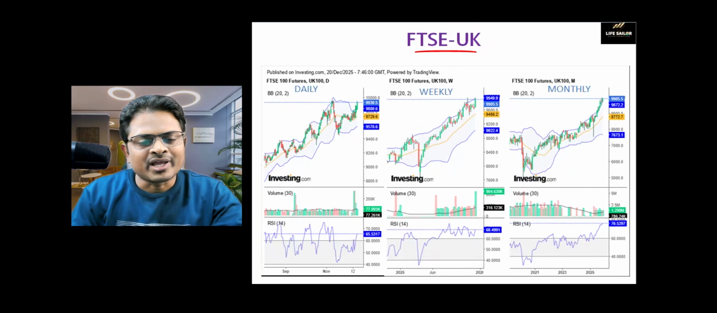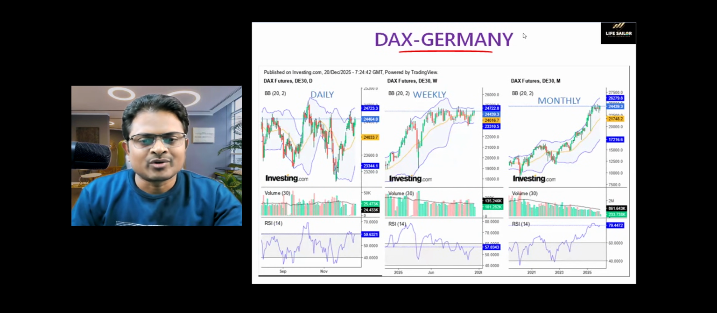Dow Jones, all RSI above 60. So no worry, it is almost at previous all-time high. So the UK index seems to be much better placed. Germany, a kind of consolidation is going on in the DAX index.